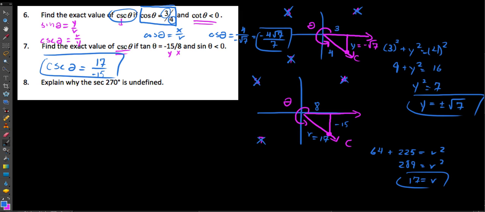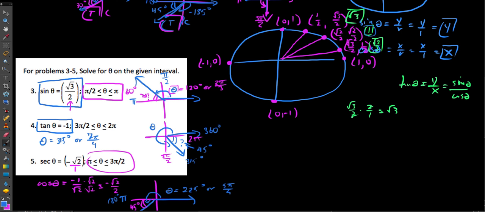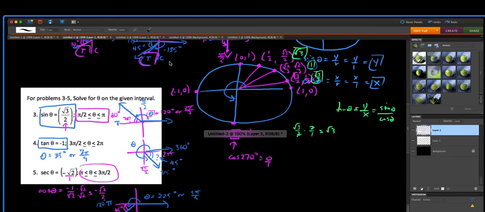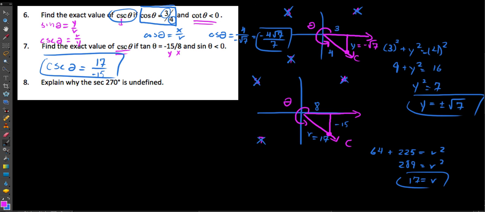As far as number 8 goes, explain why secant of 270 is undefined. Let's pop over to our unit circle to help us out with this one. This being our unit circle, at 270 degrees, why would the secant be undefined? Secant is the reciprocal of cosine, and our cosine value at 270 degrees, or 3 pi halves, is 0. To be the reciprocal of 0 leaves us in a sticky situation. This would be undefined. So it's undefined because the cosine value at 270 is equal to 0.